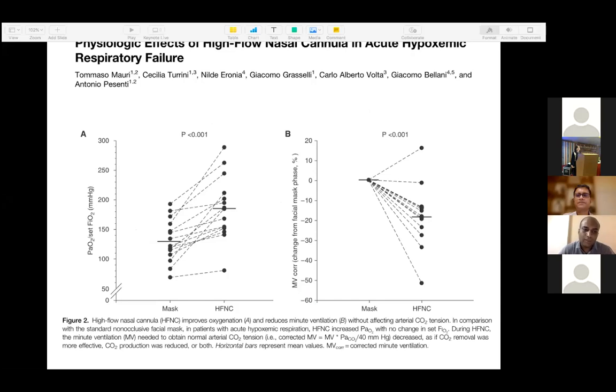We have found that with the use of HFNC, the PO2 to FiO2 ratio improves even with the delivery of the same amount of supplemental oxygen. And the minute ventilation is comparatively less when you are using HFNC, because the high oxygen flow usually replaces the dead space carbon dioxide with oxygen. So the minute ventilation requirement also gets decreased.